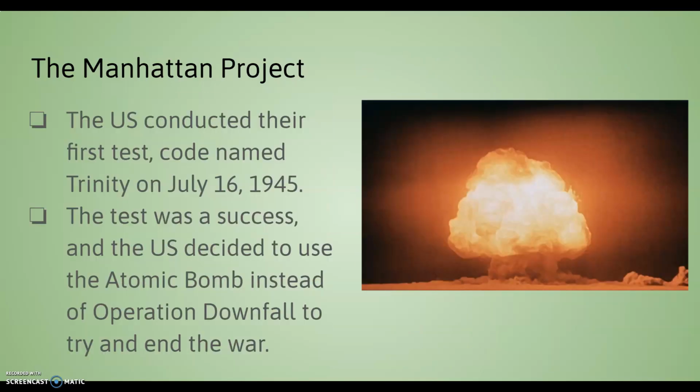On July 16, 1945, the United States tests the first atomic bomb, codenamed Trinity, in the deserts of New Mexico. It was a huge success. And so they decided that they were going to use the atomic bomb as a way to defeat the Japanese instead of trying to invade the islands of Japan.